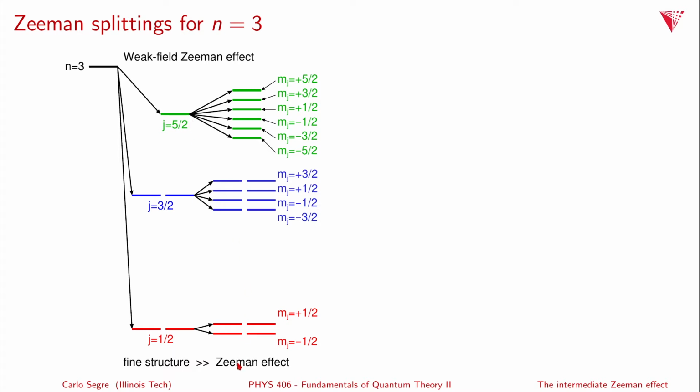When you then apply the weak Zeeman effect, each of these states with j equals 5/2, 3/2, and 1/2 will split according to the m sub j. And so you have m sub j minus a half, plus a half for these two sets, and then the same thing with the minus 3/2 all the way to plus 3/2, and then minus 5/2 to plus 5/2. So if you count the number of states for n equals 3, you get 1, 2, 3, 4, 5, 6 states up here. Then you have another 8 here, that's 14, and then you have another 4 here, and that's 18.